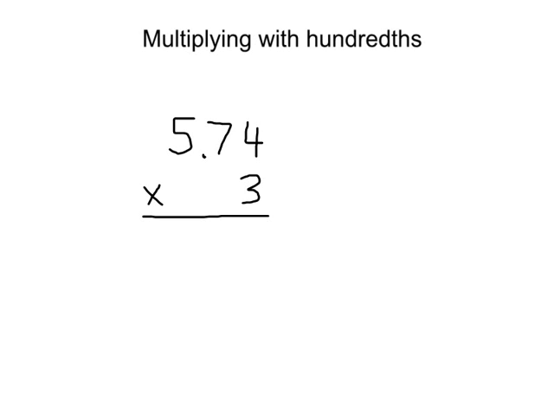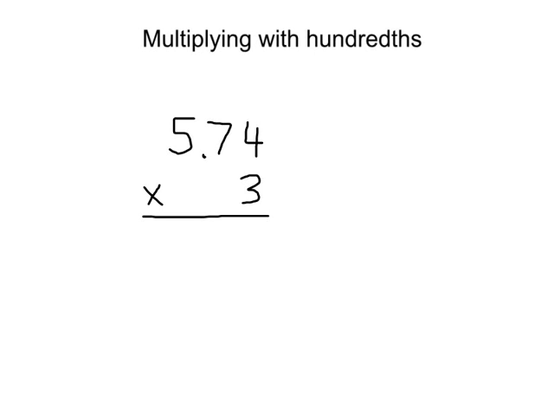Welcome to multiplying with hundredths. Now in the previous lesson, I showed you how multiplying with decimals does not change any of the process involved. Now, we have the question 5.74 times 3. As I mentioned before, you could treat this question as the same thing as 574 times 3. And that's exactly what we're going to do.